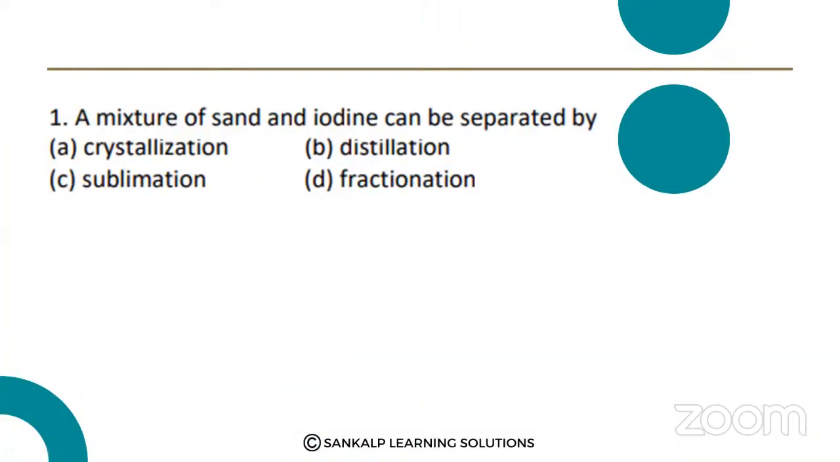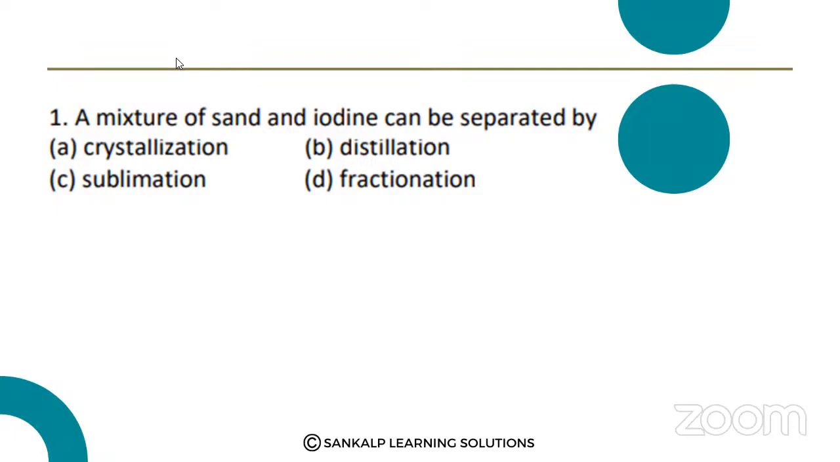So the first question: a mixture of sand and iodine can be separated by. Okay, so the options are crystallization, distillation, sublimation, or fractionation. So what is crystallization? Crystallization is nothing but a process where you have a compound and you are trying to purify it. Okay, it is a method of purification, wherein there is a formation of solid.